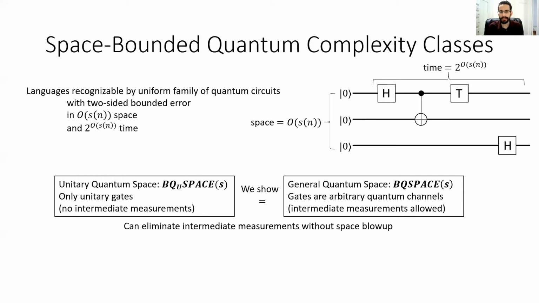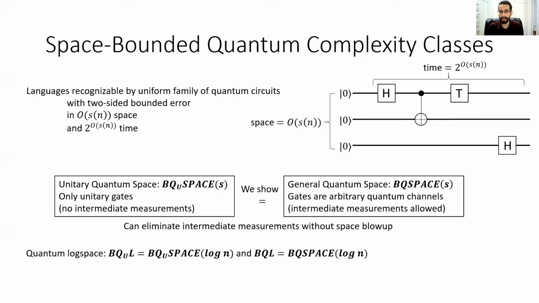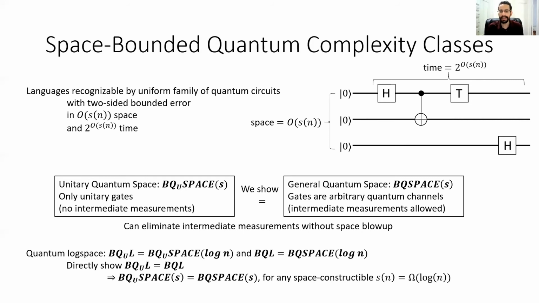Now, it'll be convenient to establish some additional notation for quantum log space. Namely, we define BQUL and BQL as the log space versions of these two complexity classes: bounded error quantum unitary log space and bounded error quantum general log space. We will directly show that BQUL equals BQL, which by a standard padding argument then immediately gives us the general equivalence: BQU space S equals BQ space S for any larger space bound S. For the remainder of the talk, we'll focus on quantum log space.